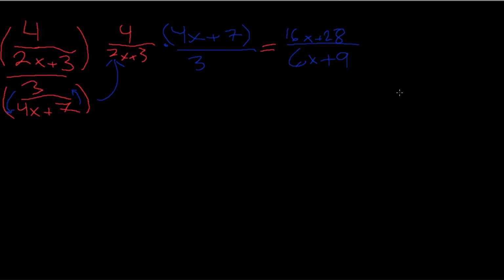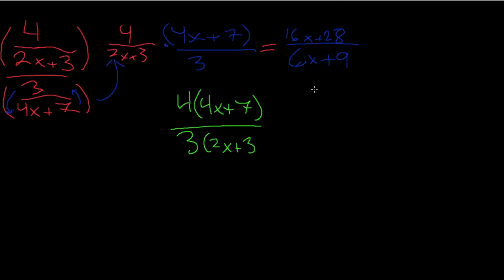plus 9. Now comes the part where we see if we can divide either of these any further, which I don't believe so, but let's check and just make sure. So with this top one, the most we could take out would be a 4, and then we'd be left with our original 4x plus 7, and then the bottom, the most we could take out would be a 3, and we'd be left with our 2x plus 3.